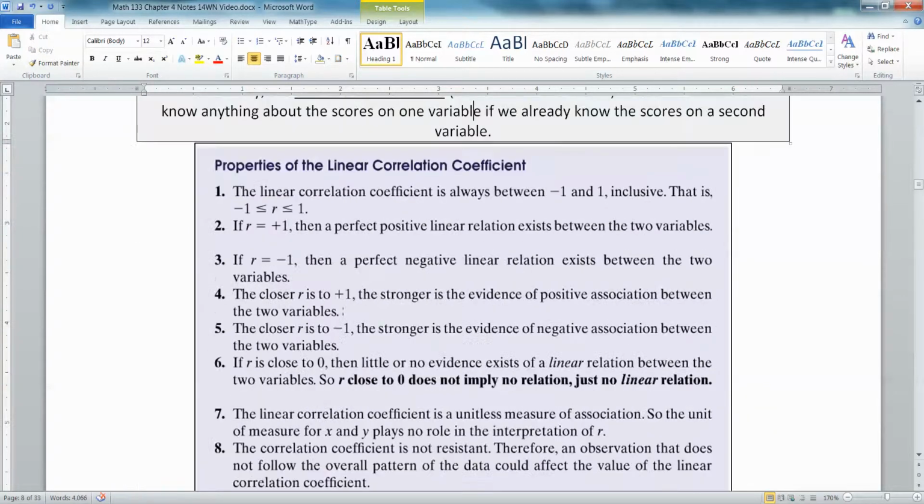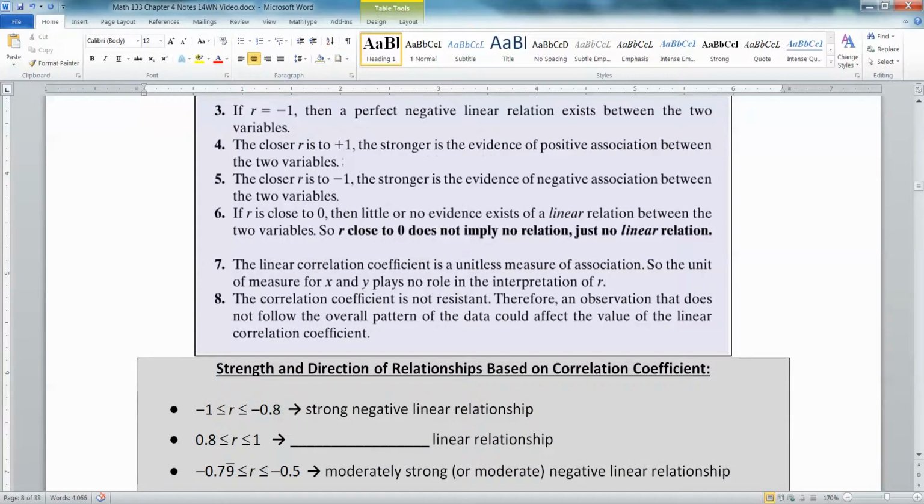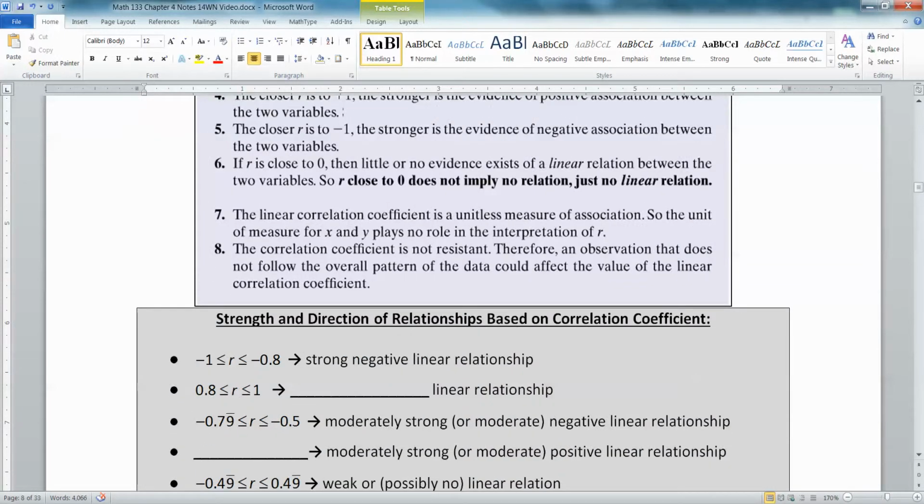Now, R is a number that is always between -1 and 1. It never gets any higher than 1, never gets any lower than -1. If R is 1, that's a perfect positive relationship. And if R is -1, that's a perfect negative relationship. The closer your number is to 1 or -1, the stronger you are, and the farther away you are from 1, the weaker you are.